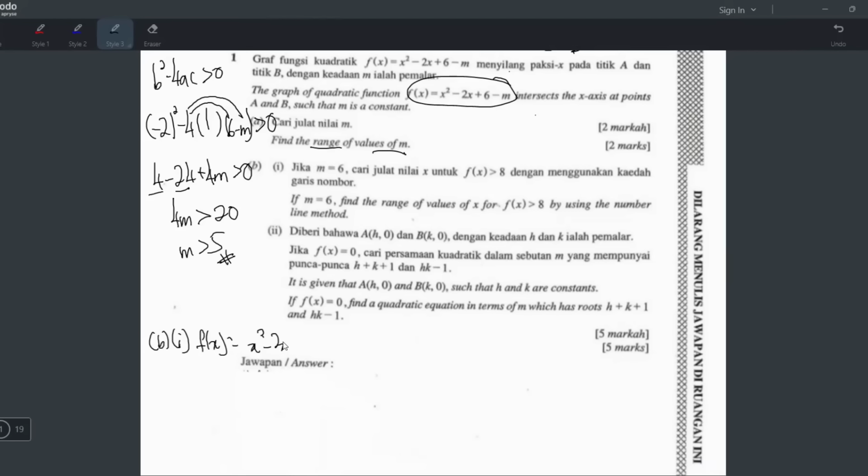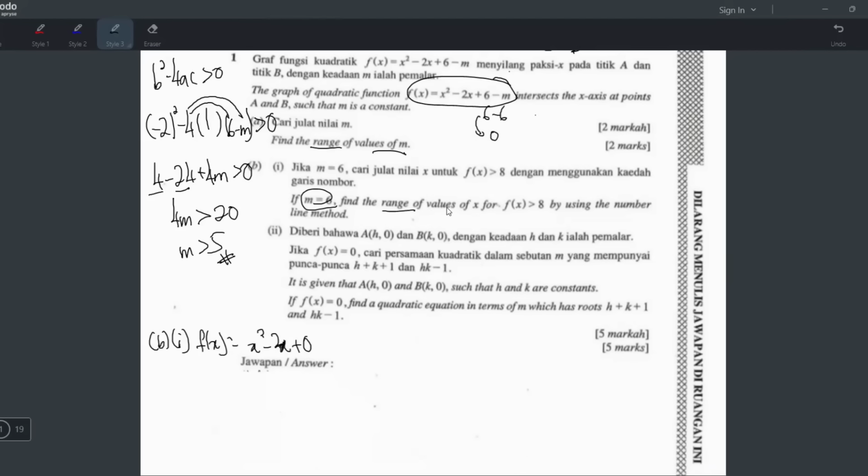So it becomes x squared minus 2x, and then the 6 minus m becomes 6 minus 6 because the m is 6, right? So here becomes 6 minus 6, which is 0. So if it's 0, that means here is plus 0. Okay, so you can see the A is 1, the B is negative 2, C is 0.